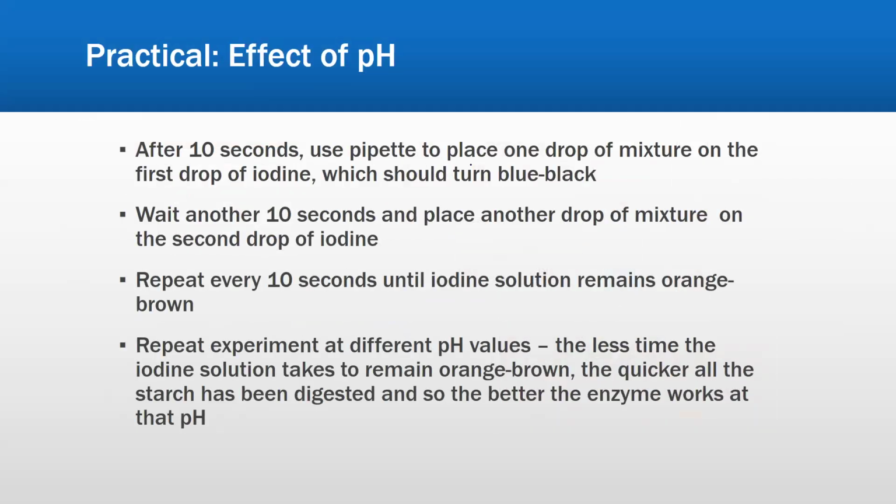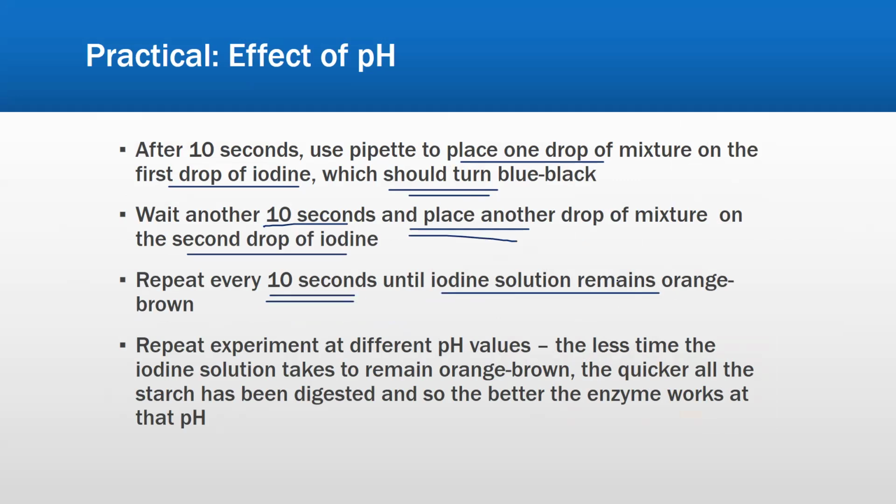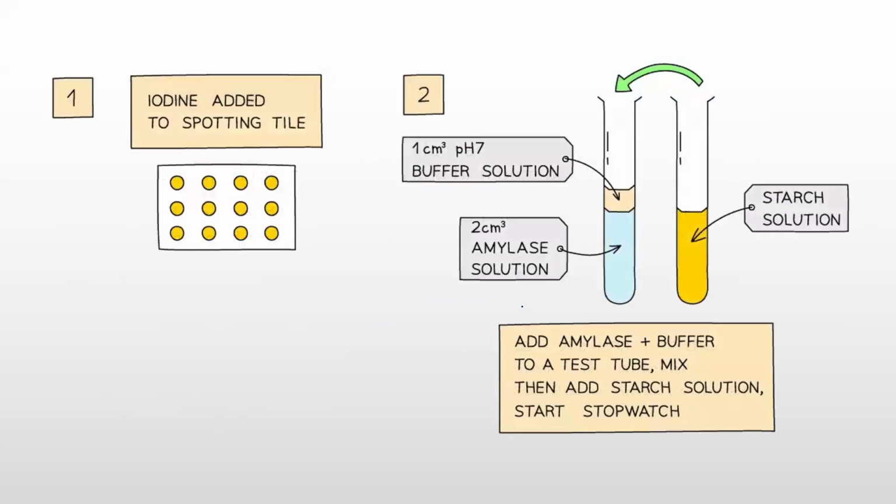After 10 seconds, use the pipette to place 1 drop of mixture on the first drop of iodine, which should now turn blue-black in color. And then wait another 10 seconds and place another drop of mixture on the second drop of iodine. Repeat the same method every 10 seconds until all the iodine solution remains orange-brown, and you have to do this at different pH values. So this was the starch solution.